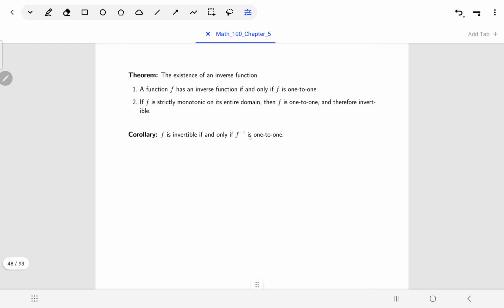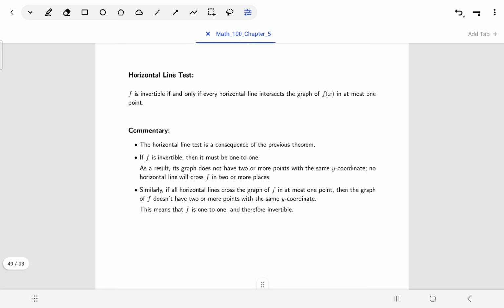Probably not a big surprise, this little corollary here. F is invertible if and only if F inverse is one-to-one. The reason for this one is if we know that F is invertible, then F inverse also has an inverse. In other words, F inverse must also be invertible. And if F inverse is invertible, then F inverse must be one-to-one. So that's a nice little conclusion that comes from our theorem.